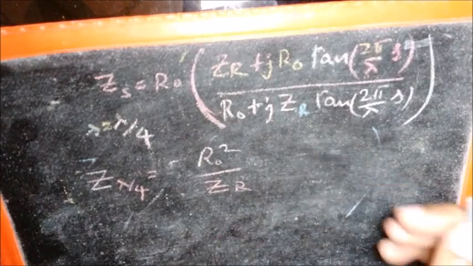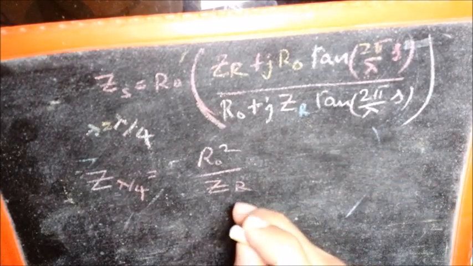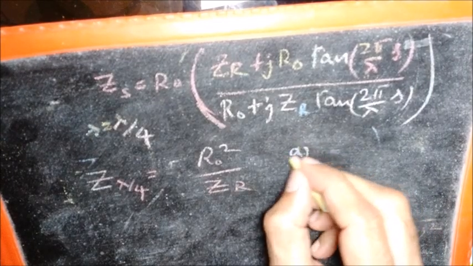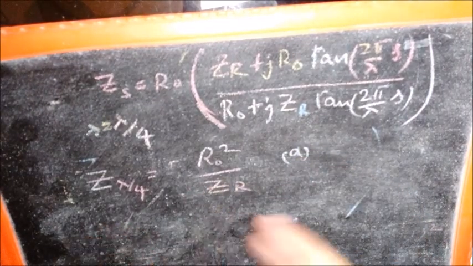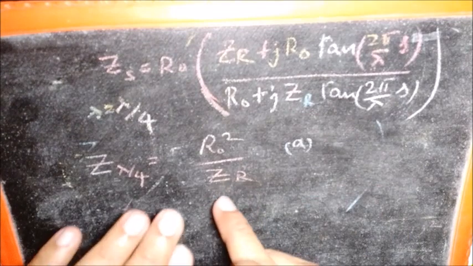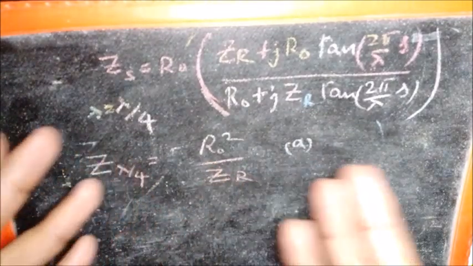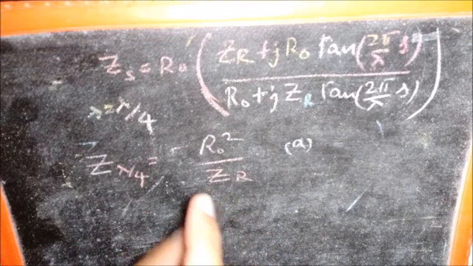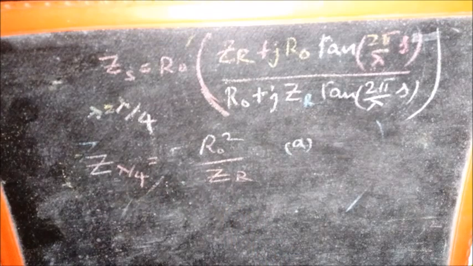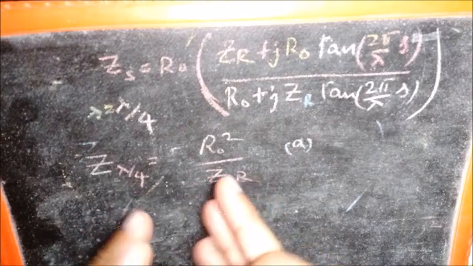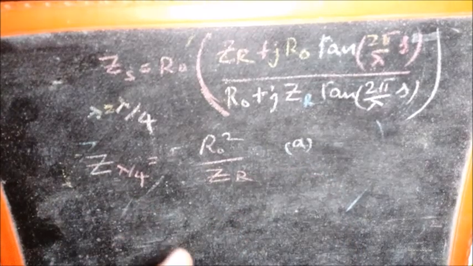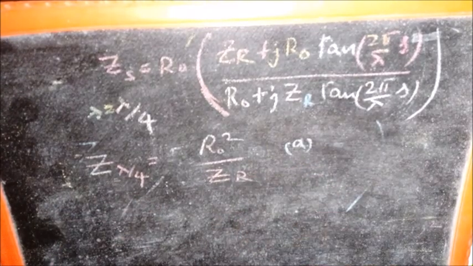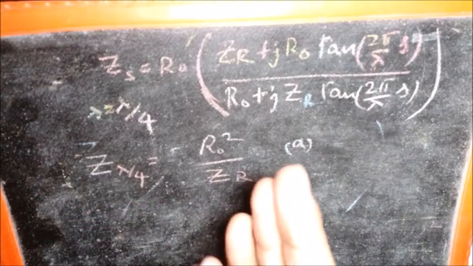Now there are certain very interesting observations here. The first one is, if ZR is large, of course R naught is fixed for a given transmission line. If ZR is huge, Z lambda by 4 becomes small. And on the other hand, if ZR is small, Z lambda by 4 becomes large. So in a way, this line inverts the impedance values. If the output load impedance is high, the input impedance appears to be low, and vice versa.